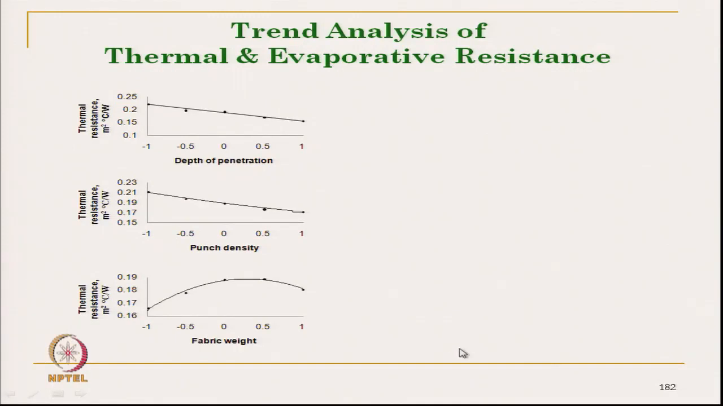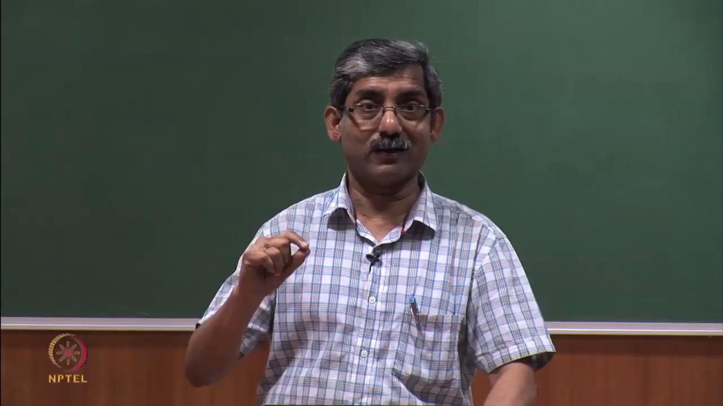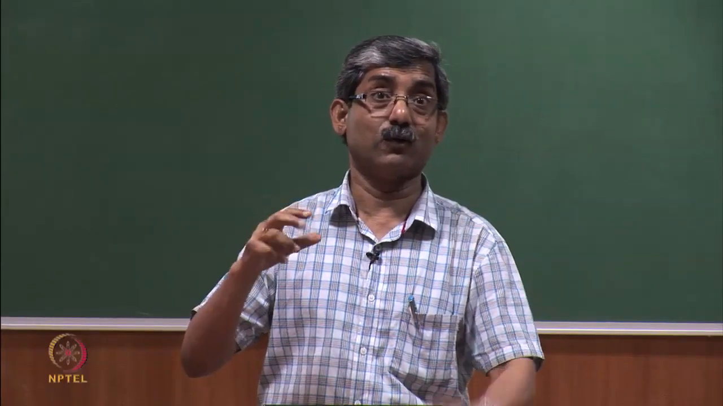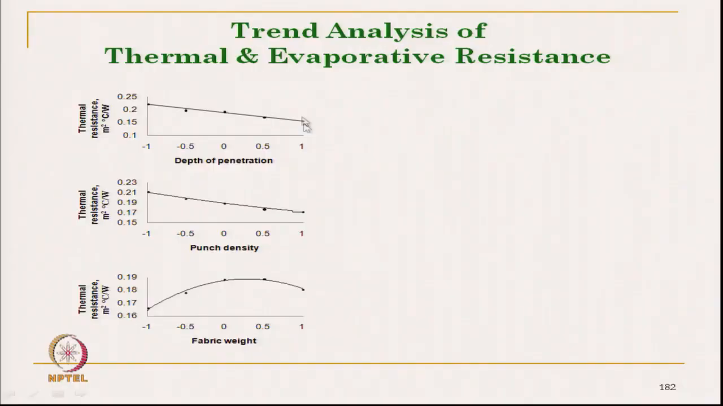Now, coming to the thermal resistance. As depth of penetration increases, thermal resistance reduces consistently. It is a continuous reduction in thermal resistance, at least within the range of the experimental values. This is due to the consolidation of the fiber, the consolidation of the fabric. So, less and less air will be entrapped within the structure, the conductive heat transmission will increase, and thermal resistance will drop.